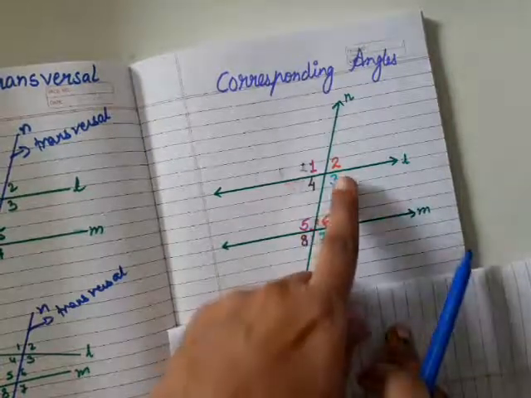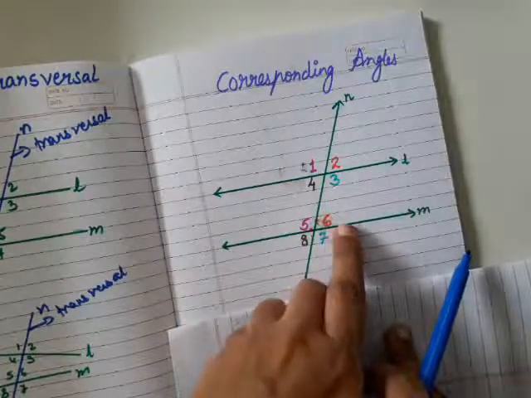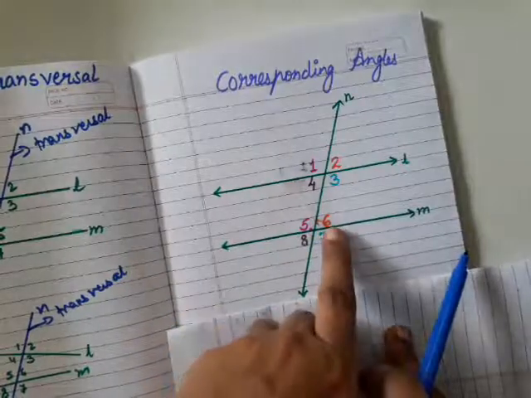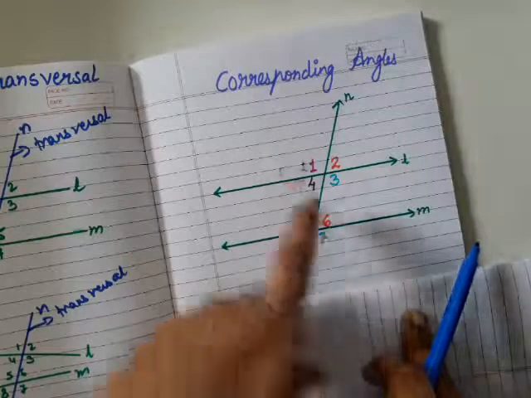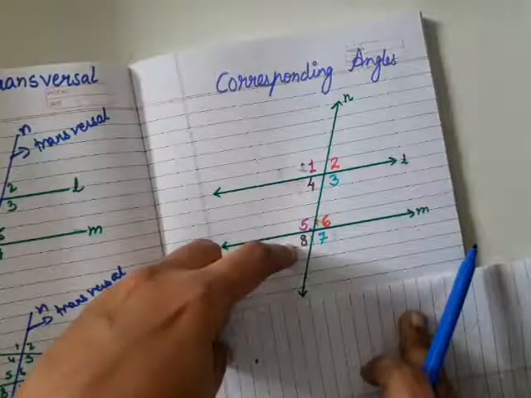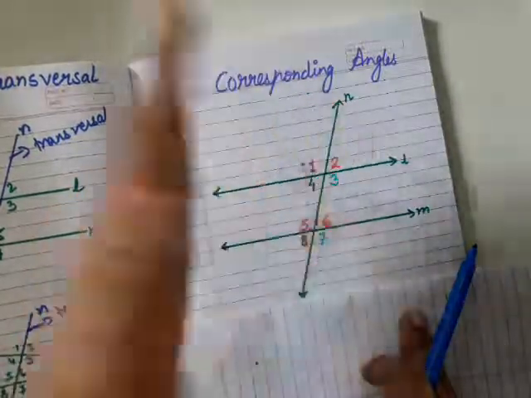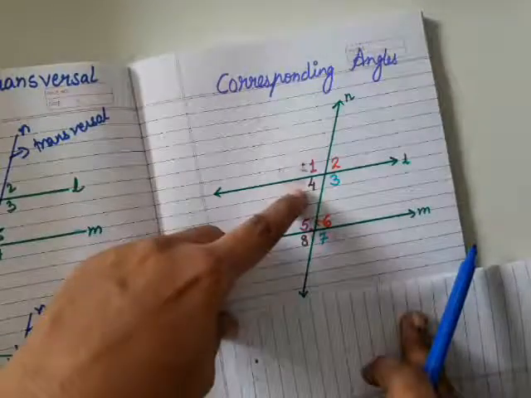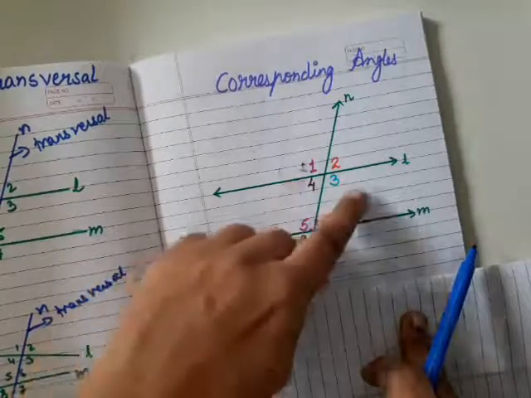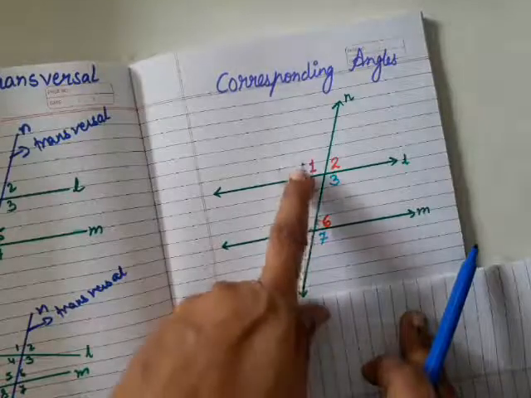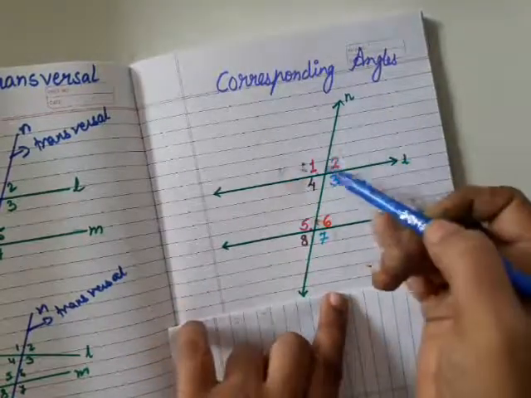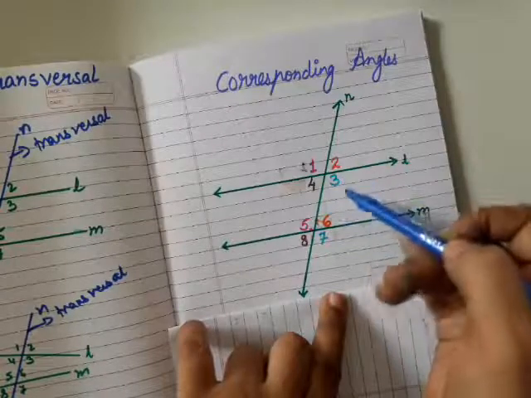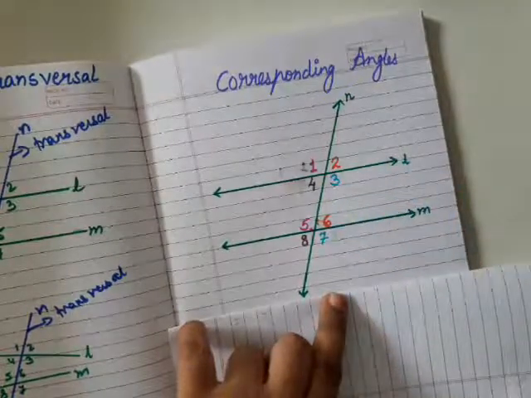In the same way, angle 2 and angle 6 are corresponding. 2 is towards the right on the top side of the line, and the same is acquired by angle 6. In the same way, angle 4 and angle 8 are corresponding angles, towards the left side of the line at the bottom, so the same position is held by 4 and 8. In the same way, 3 and 7. So what are the corresponding pairs of angles? 1 and 5, 2 and 6, 4 and 8, 3 and 7.